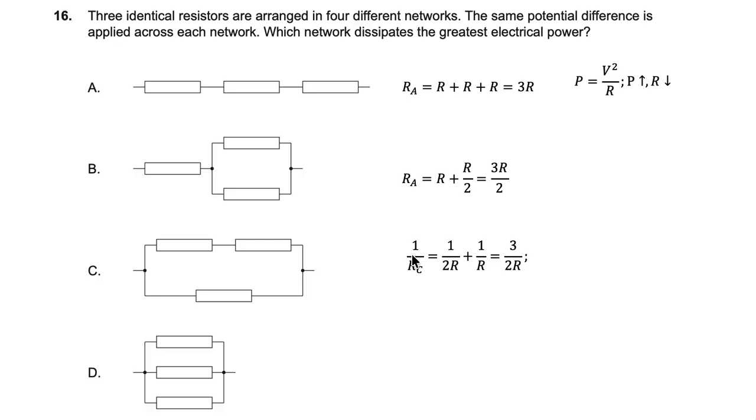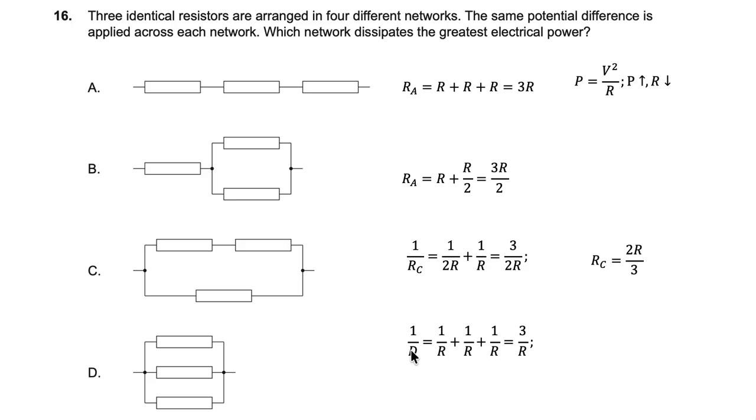The next one, a little bit harder, we're going to do 1 over RC because we're adding in parallel. We've got 1 over 2R on the top and 1 over R on the bottom, which gives me 3 over 2R. Remembering to flip that to give 2R over 3. Remember when we do the reciprocal of resistance, we also need to remember to flip it as well.